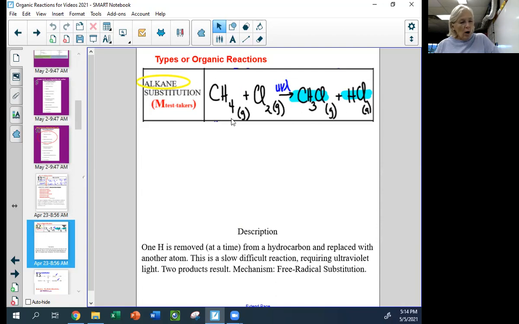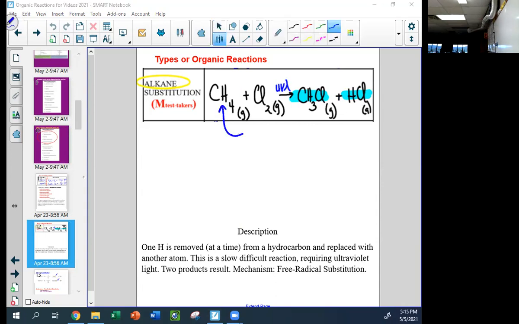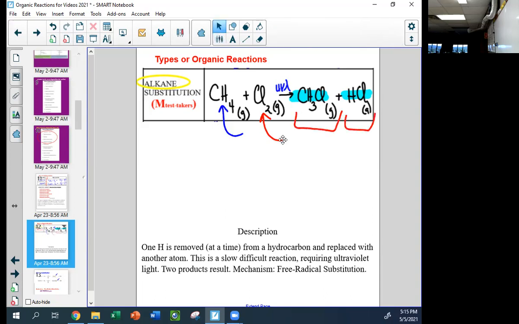Substitution means you take one atom off and put a different atom on. And here I point out to you that we are taking one of the hydrogens off, and we are going to be putting on one of these chlorines, such that you get 2 products. You get the chloromethane, and your second product is the other 2 atoms, the HCl. Alkane substitution gives you two products.